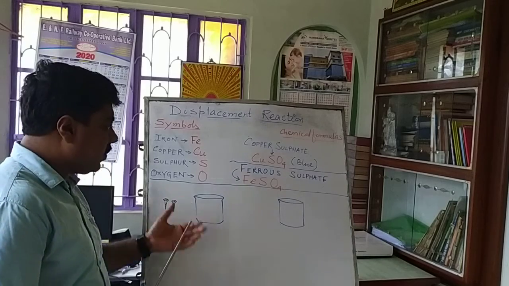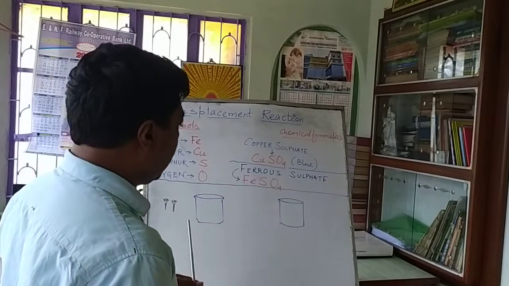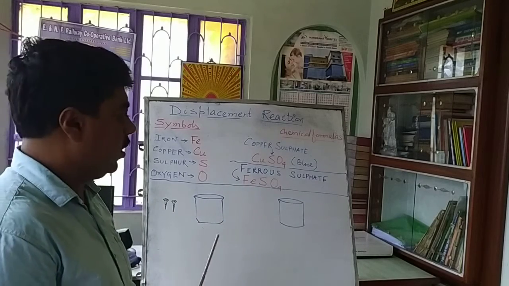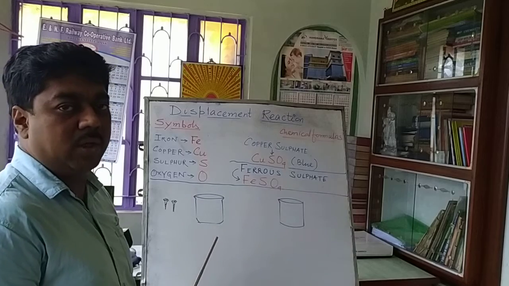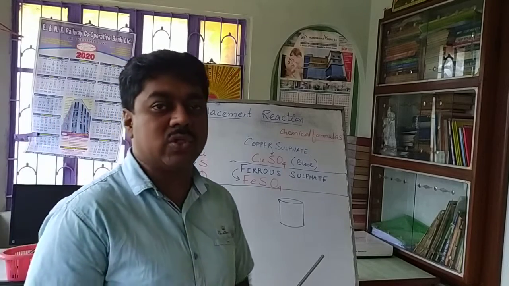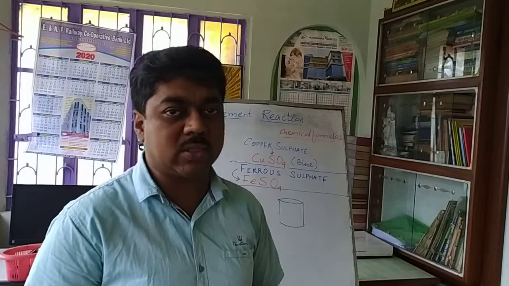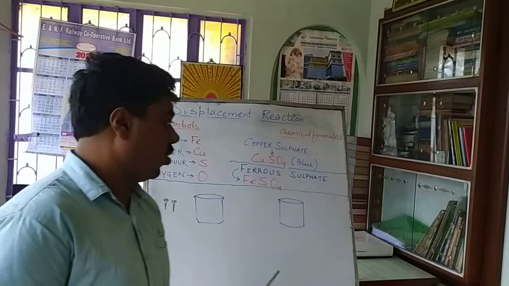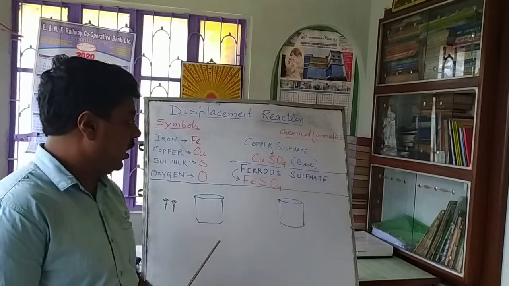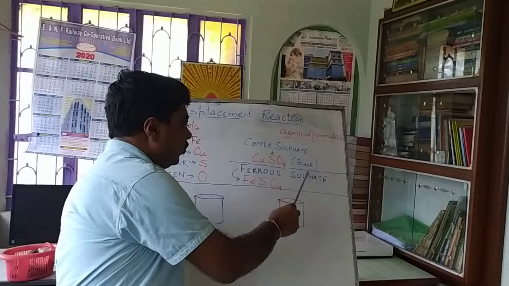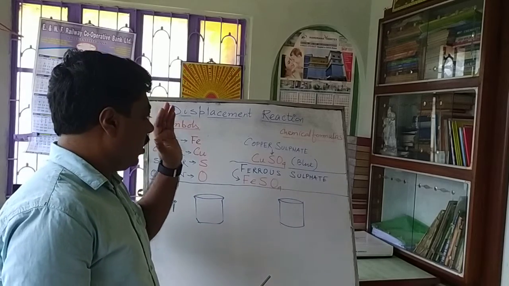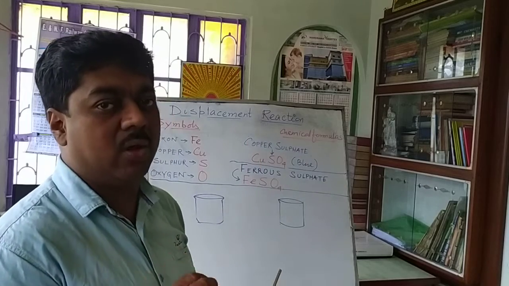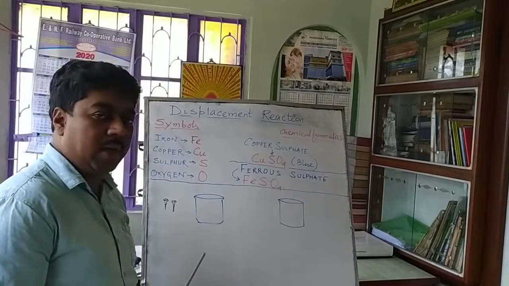Now, before going to the displacement reaction, one physical appearance of copper sulfate, which is actually a metallic salt. Salts are of many types. One you know very well, NaCl, sodium chloride, that is also a metallic salt because sodium is a metal which is present in that common salt. So copper sulfate is also a salt whose color is blue. So when we make the solution of copper sulfate, that also appears blue.